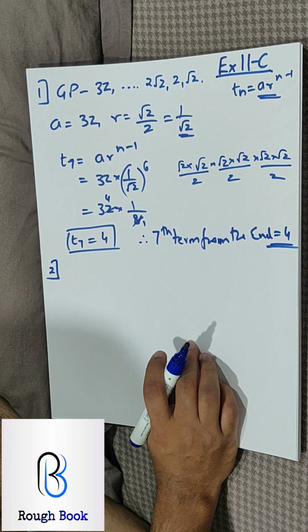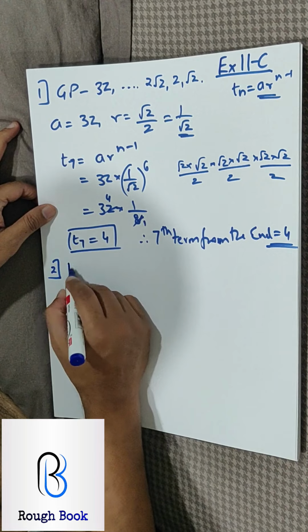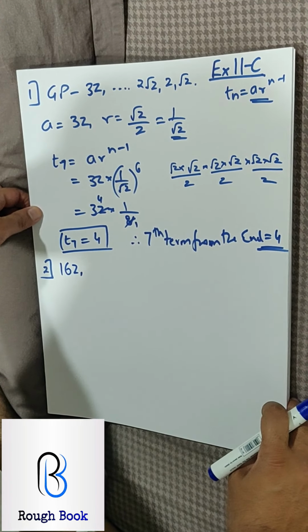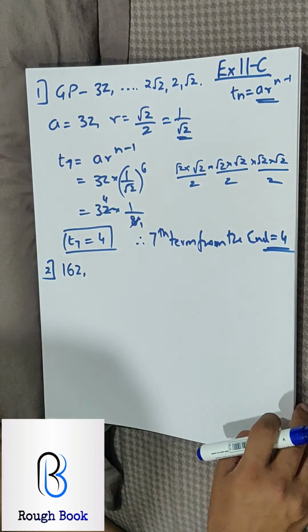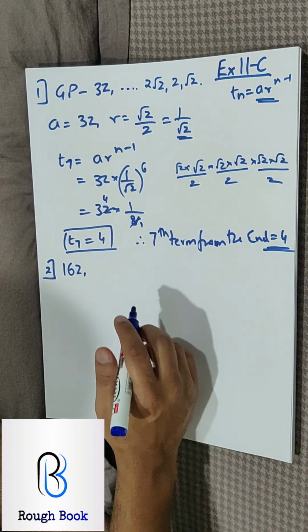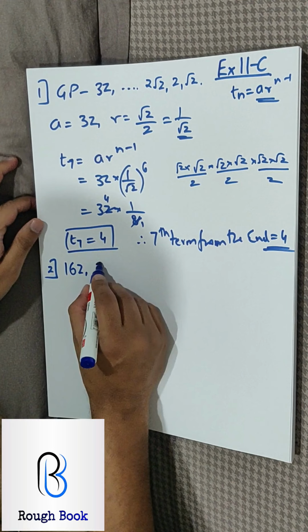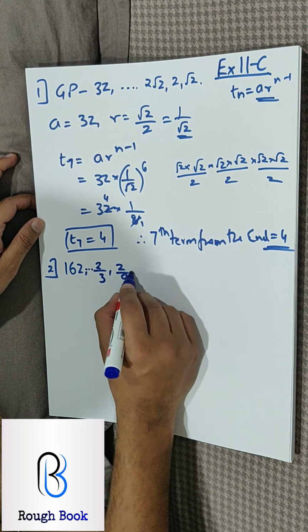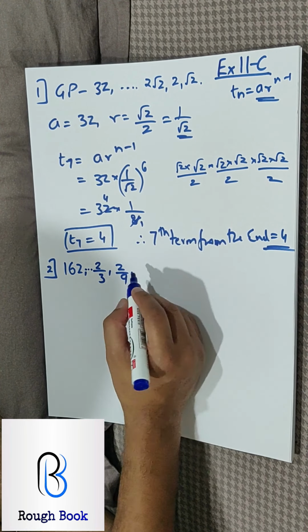Come on, try the second one. Find the third term from the end. It's a similar question. Everyone should manage to get it. So please try your best, guys. Come on, go ahead. Everybody. 162, 2 by 3, 2 by 9, some dots in the center, and then 2 by 27.